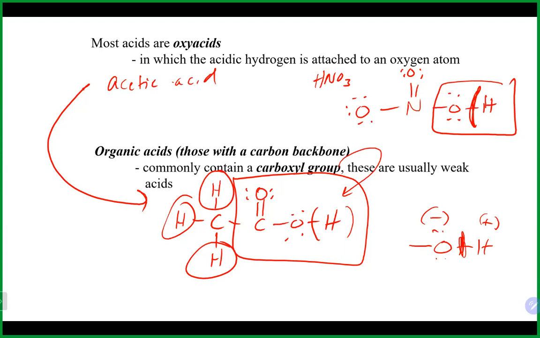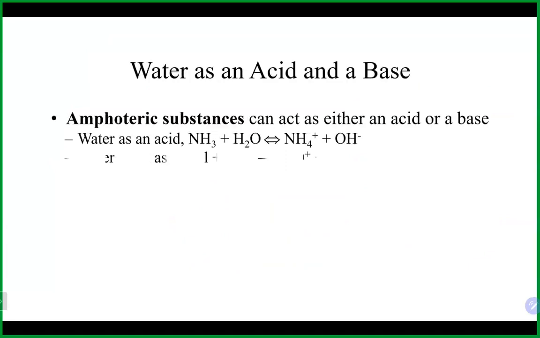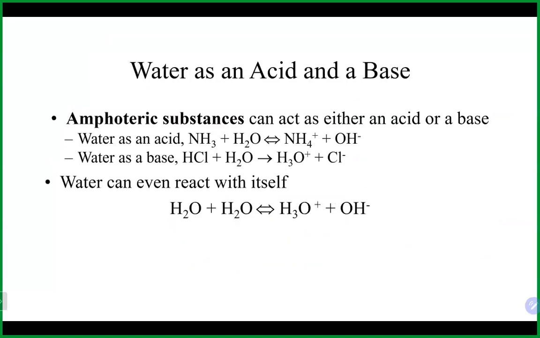All right, so we talked a little bit about something being amphoteric, and water is also an example of something that can be amphoteric. It can act as an acid, as we saw a little bit earlier. It could also act as a base. And as we'll talk about, water can even react with itself, which is what's happening a lot of times. So here's a couple of examples. In this case, water acting as the acid, so it's going to donate the H plus. And in this case, water acting as the base, which means it will accept the H plus.